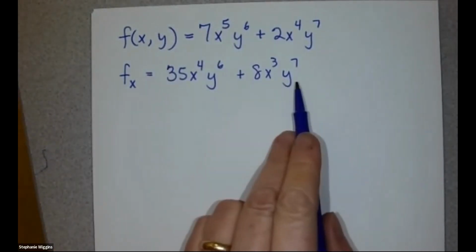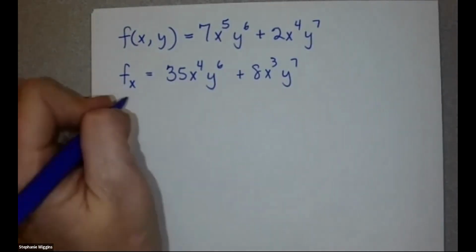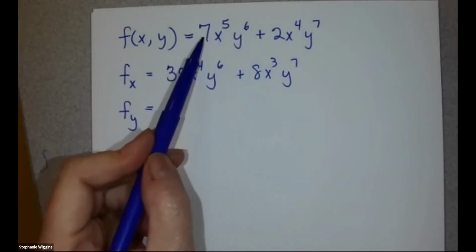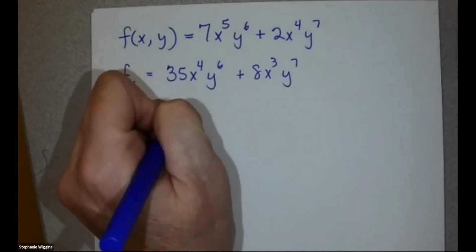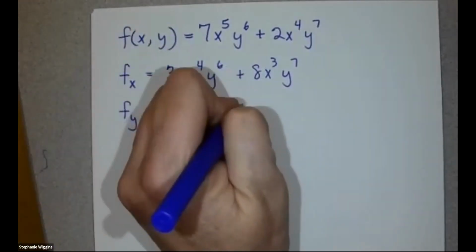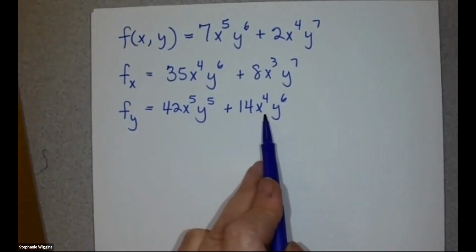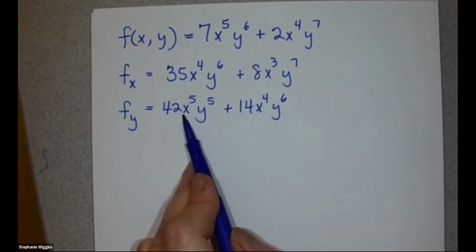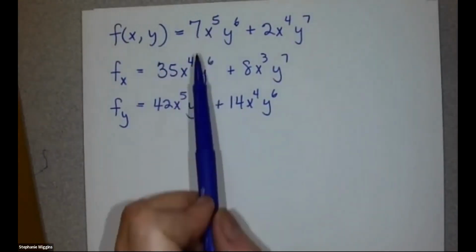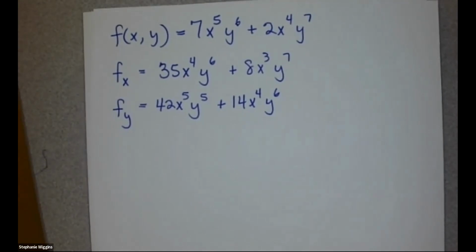Notice that the y to the 6th and then a y to the 7th did not change. That's because those are constant. But now I'm going to differentiate with respect to y. So this time I take the power on the y and multiply it by the 7. It becomes 42x to the 5th y to the 5th, plus 14x to the fourth y to the sixth. Notice the x's did not change. I have x to the fifth, x to the fifth, x to the fourth, x to the fourth. Those did not change because those are constant.